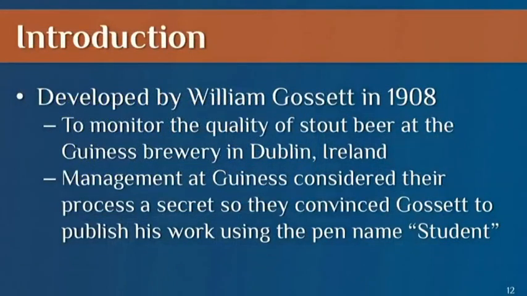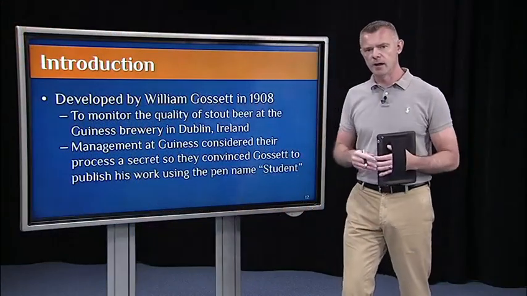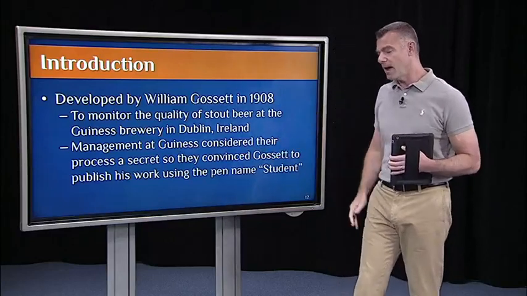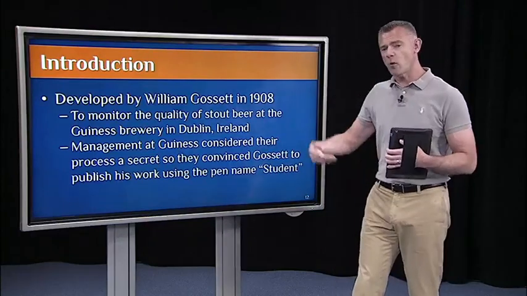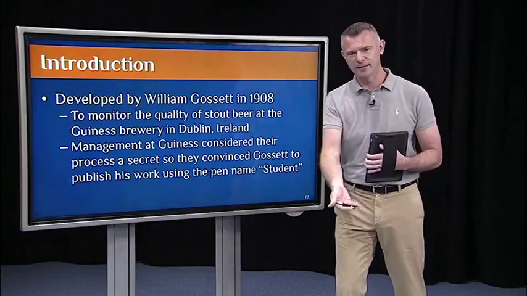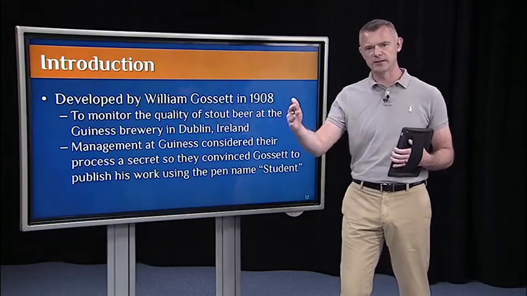And he was actually a pretty cool guy. He was not only a statistics expert, but he was a beer expert. So he monitored the quality of stout beer at the Guinness Brewery in Dublin, Ireland. And to do this, he wanted to be empirical about it. And he sort of randomly assigned different things to different batches and then developed this test to compare means. But the management at Guinness were so protective of their brand that they did not want William Gosset to share his procedures with anyone else.